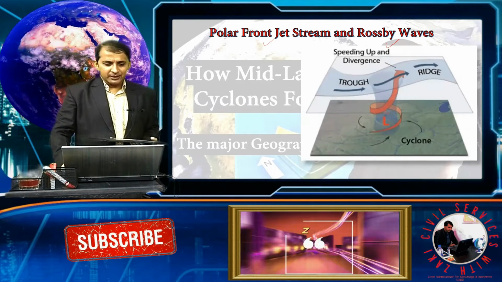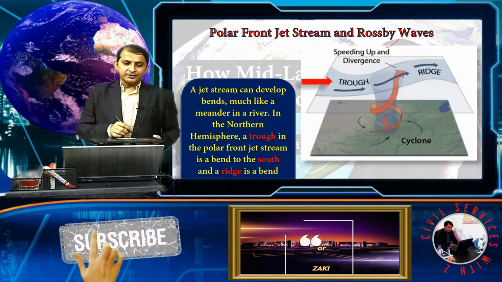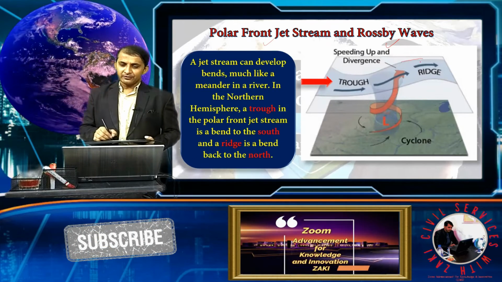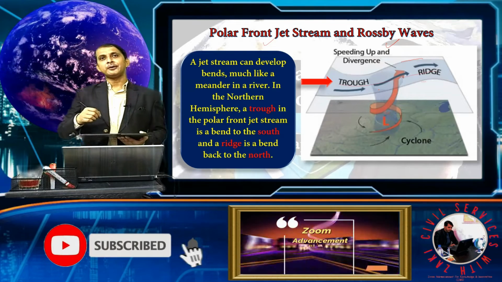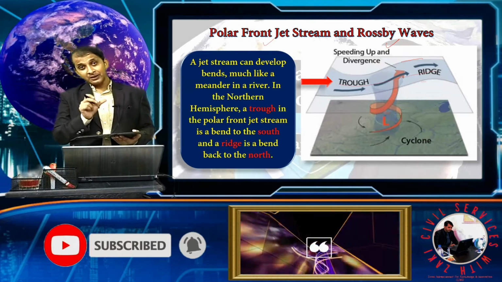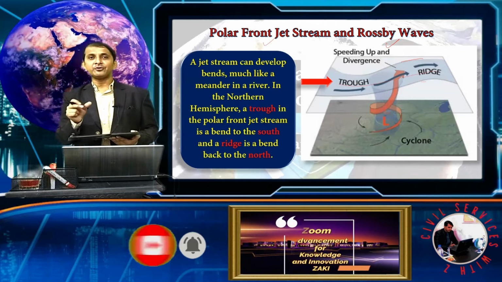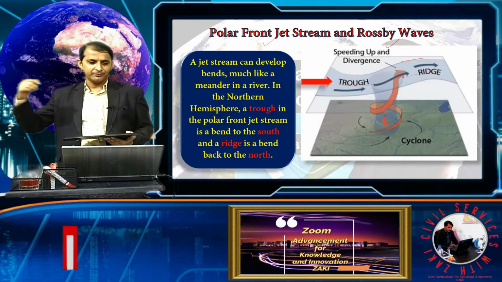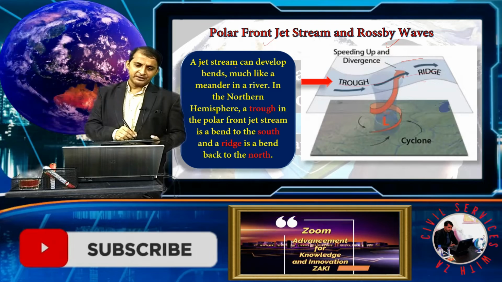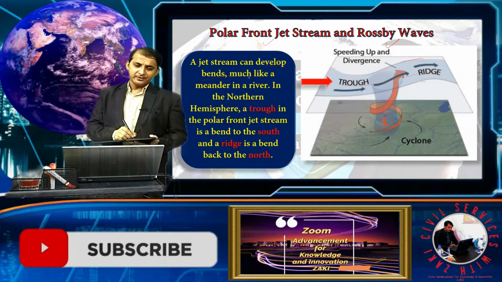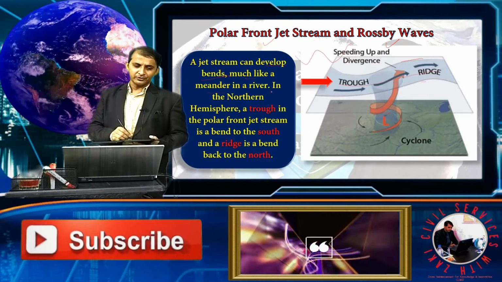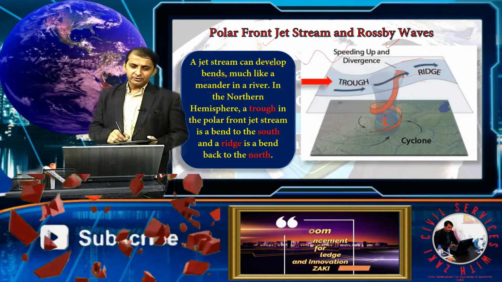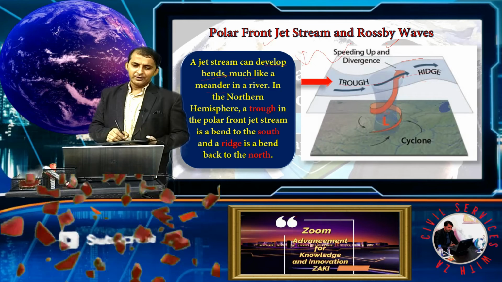As you know here, the jet stream is basically Rossby waves and it is the jet stream. The wind flows in Rossby waves in a wave-like structure. So a jet stream can develop a bend much like a meander in a river.